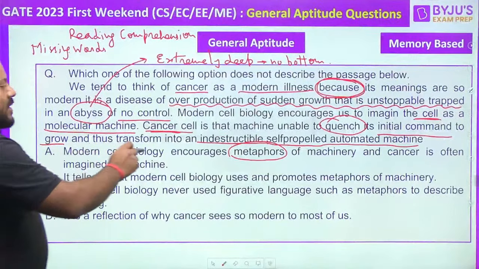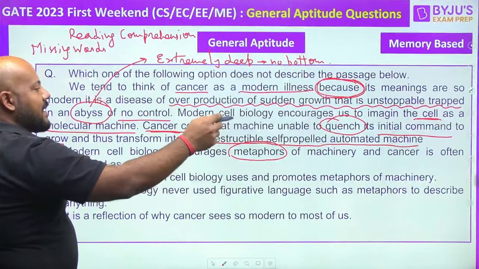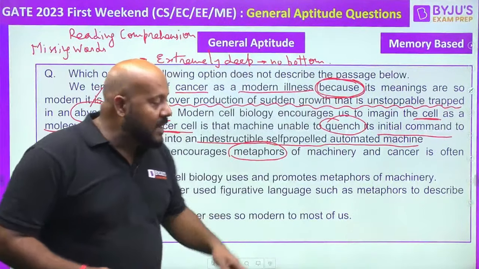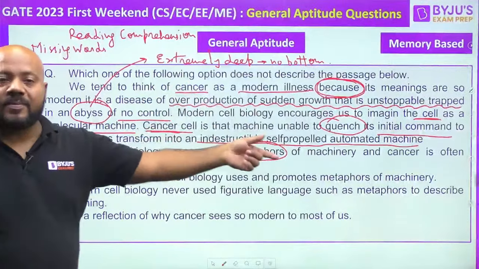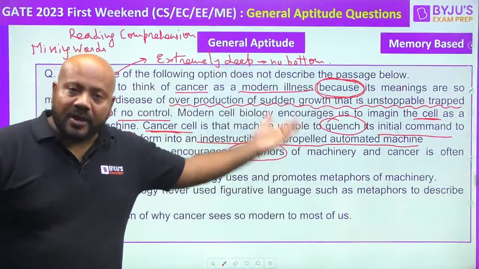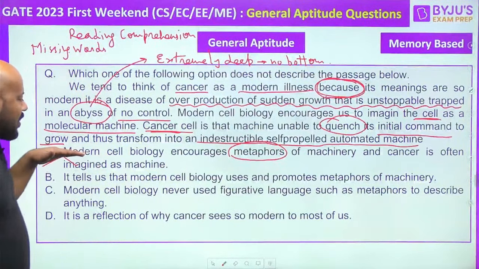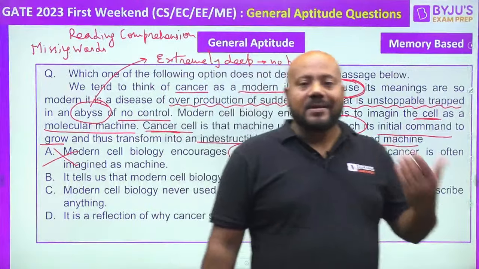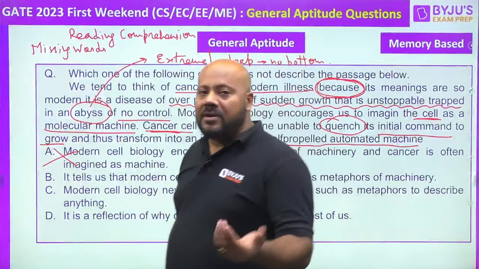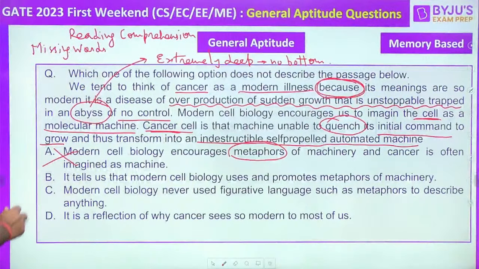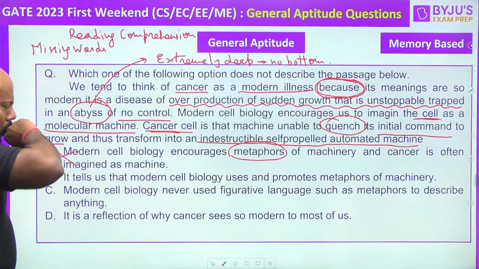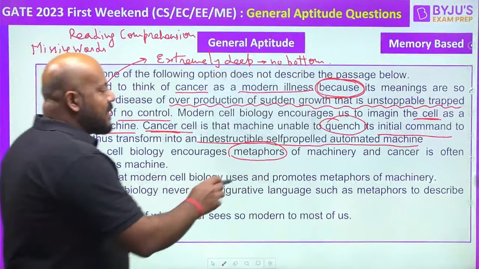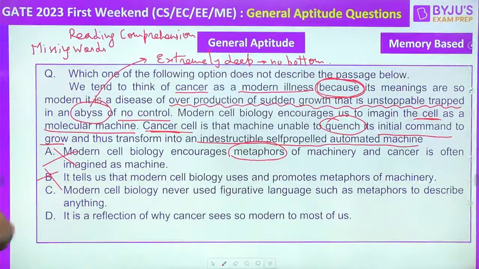A: Modern cell biology encourages metaphors of machinery, and cancer is often imagined as a machine. This is 100% wrong. Cancer is not being imagined as a machine. A cancer cell is being imagined as a machine to illustrate it. And also, modern cell biology is not encouraging the metaphors. It is trying to give the example of how a cancer cell functions in the body. So A is wrong. B: it tells us that modern cell biology uses and promotes metaphors of machinery. This is also wrong.